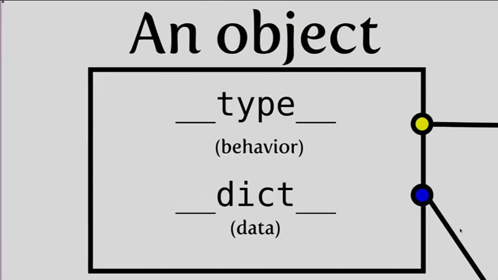Now, to understand what the dot does, we'll introduce this very simple approximation of what an object is in Python. So if you have an object, it has a type, which doesn't change very often, and it defines the behavior of the object. And then you have the dict, which contains all the data specific to that one instance. And that's expected to change quite a lot. Of course, there are always exceptions, but we'll go with this simple model.